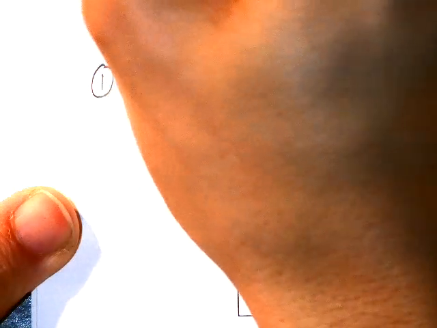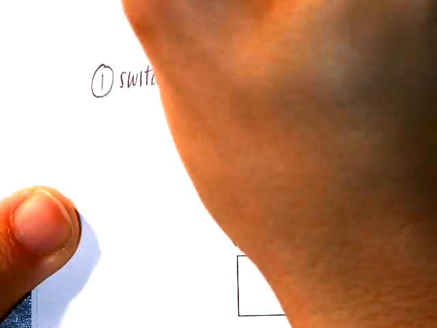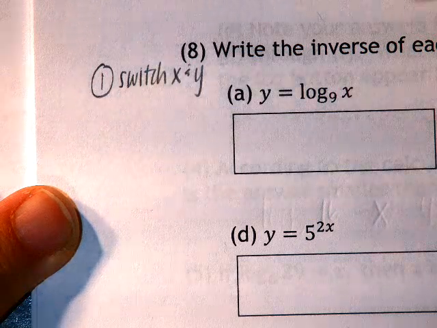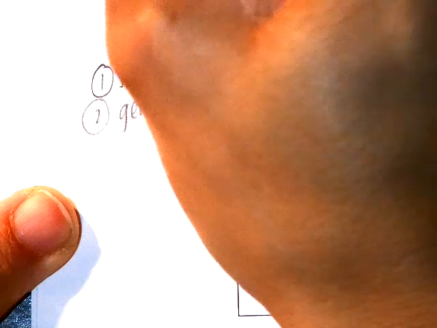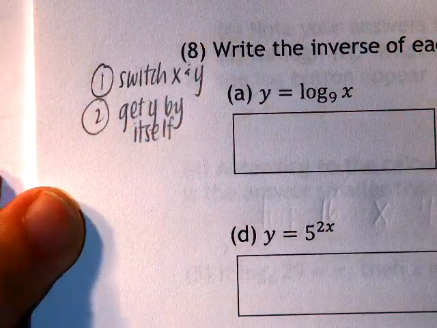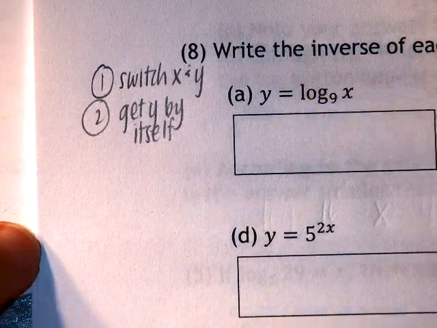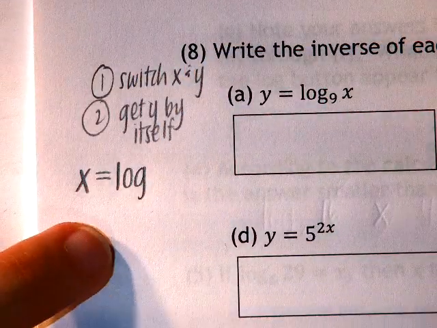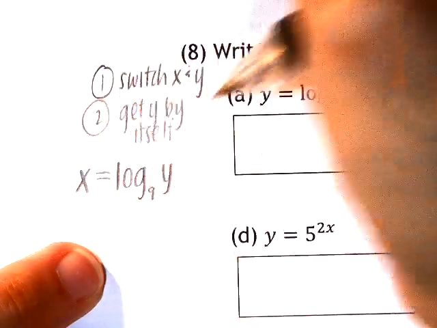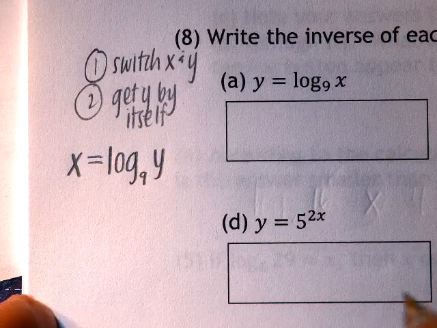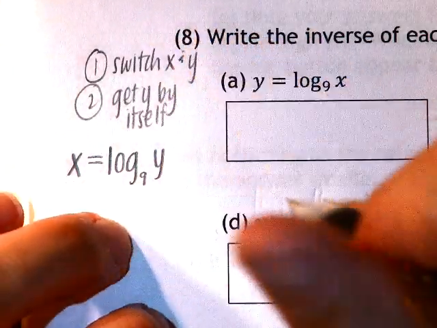The first step of finding an inverse is to still switch the x and the y. The second step of finding an inverse is to get y by itself. So as I do question letter A, I need to think about those 2 steps in that order. First, y equals means it becomes x equals. Log base 9 will stay the same. Those parts don't switch, but the letter x becomes a y. So I see that and I tell myself, okay, that's switch x and y.